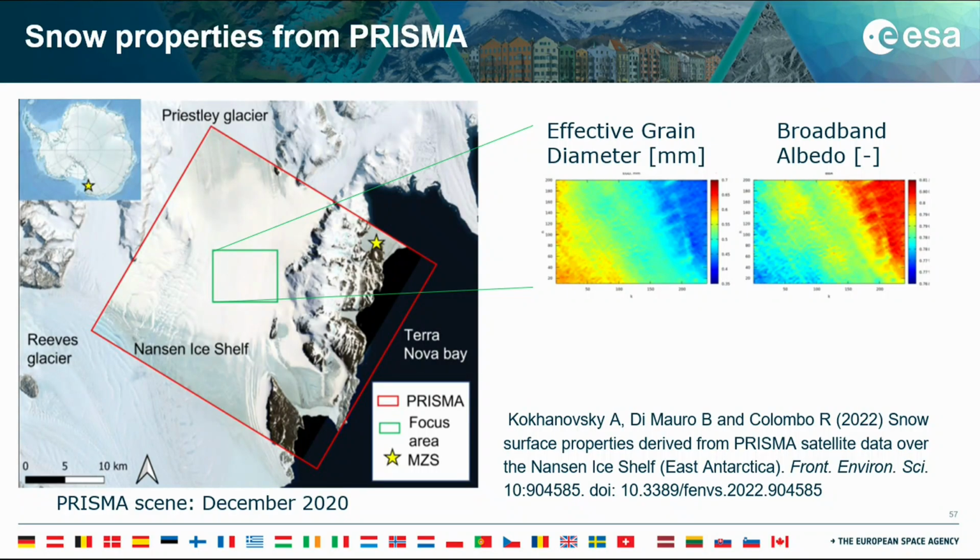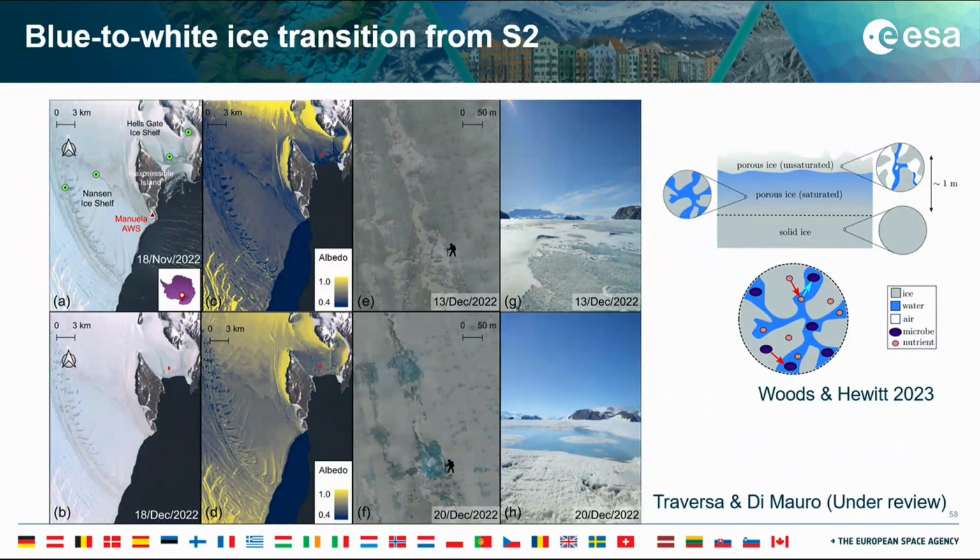The other thing that we did is to use this Prisma data for getting the effective grain diameter, so the grain size and the albedo of snow in the same area that we use for validation in Antarctica. And we are now working again on the validation of this estimate with the field measurement of the grain size.